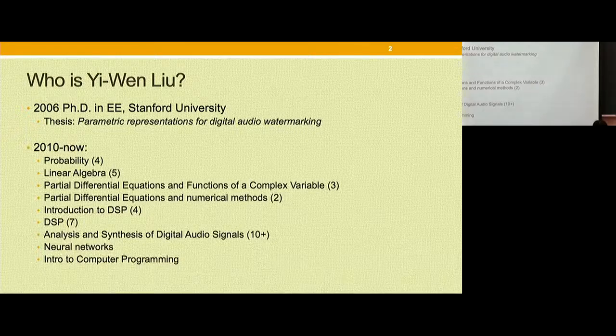As you can see, I have taught probability 4 times, linear algebra 5 times, PDE and complex variable 3 times, and another PDE course with numerical methods 2 times. This is going to be my 5th time teaching Introduction to DSP. I've also taught graduate-level DSP 7 times, and my own graduate-level course called Analysis and Synthesis of Digital Audio Signals more than 10 times, together with neural networks, and I've even taught computer programming once. So this is about my teaching career.